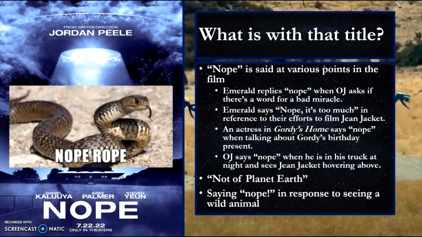We might say nope when we see things in nature that are scary. When we see a wild animal, like this snake in this meme is a nope rope. So yeah, people say nope when they see a spider. People say nope when they see a snake. And I think they're right to say nope in that they shouldn't mess with those animals, right? Especially considering they don't understand those animals. So I think that's why it's called Nope, because we should say nope to exploiting and hurting animals, because it only hurts us in the end.